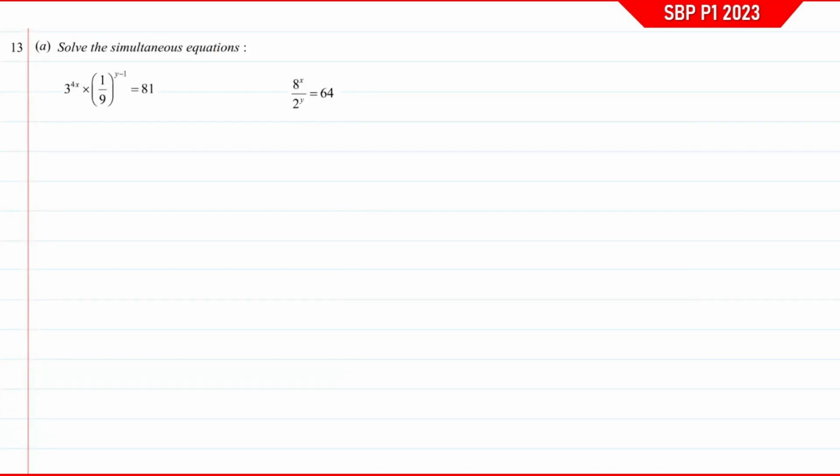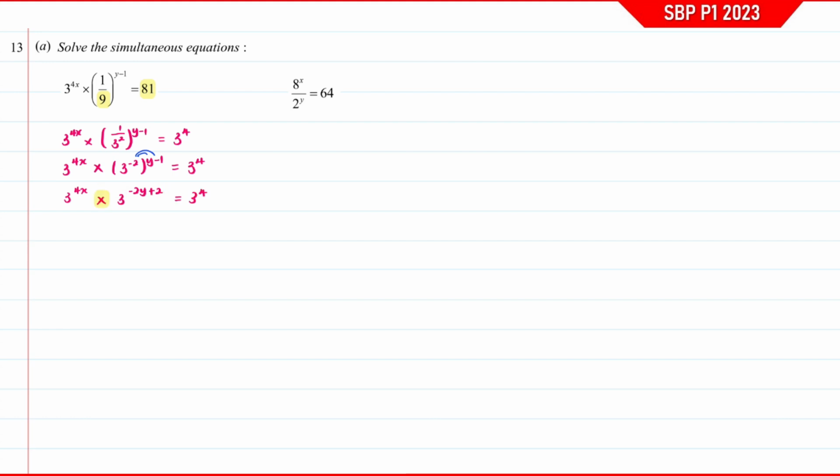Question 13a. Solve the simultaneous equations. So for the first equation here, this number 9 and 81, we can change it to base 3. Then 3 to the power of 4x times 1 over 3 squared to the power of y minus 1 is equal to 3 to the power of 4. As for the 1 over 3 squared, we can write this as 3 to the power of negative 2. So next we're going to expand this. It will be 3 to the power of negative 2y plus 2.